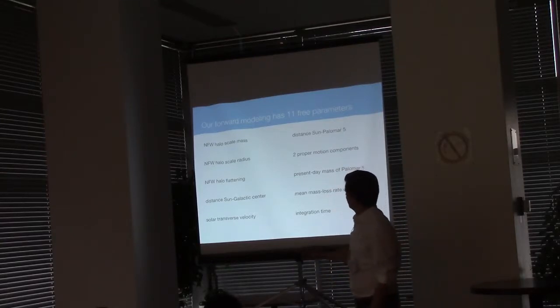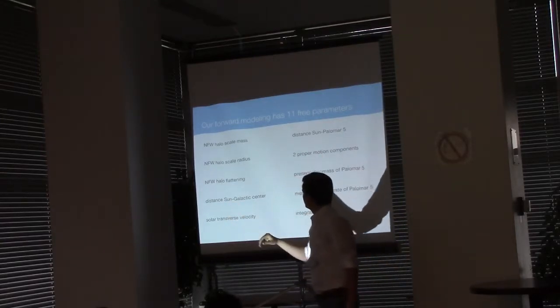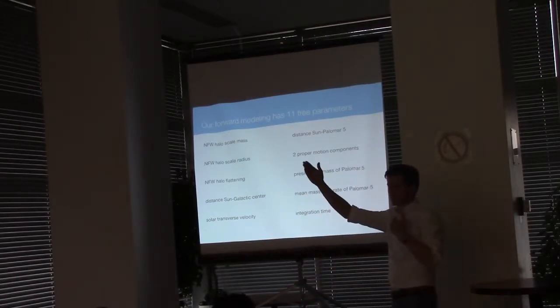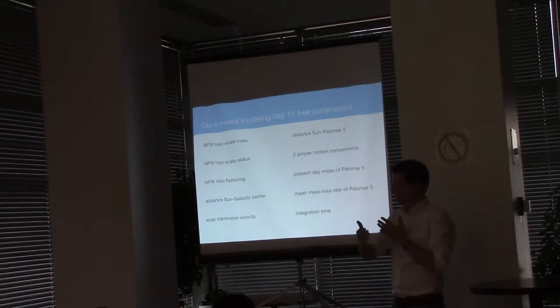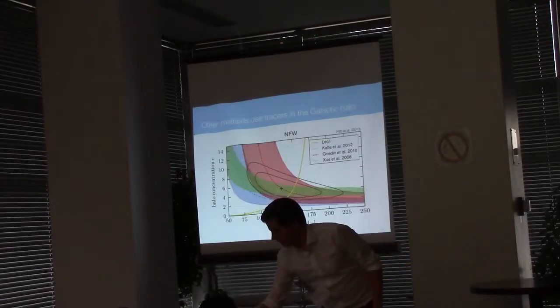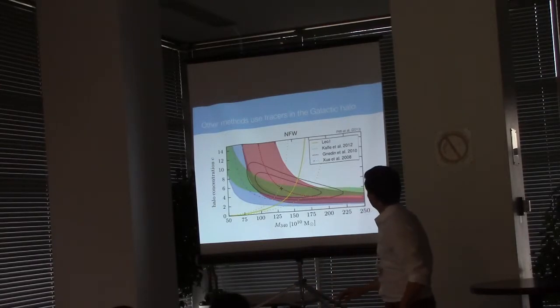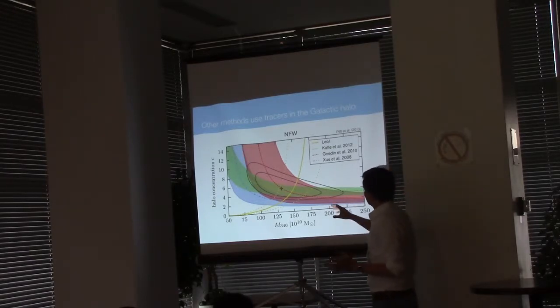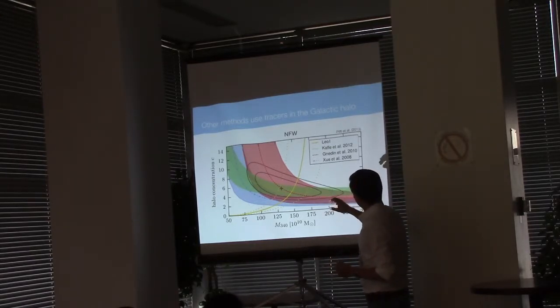It's 11 now. For example, the halo shape, you can leave this completely free, and also the geometry of the problem, like what's the distance to the cluster, what's the distance of the sun to the center. All these are free parameters. And what we get from that is now an attempt of comparing my results to other results. These are from different tracers.